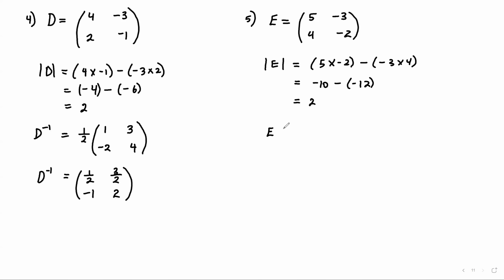So therefore, E inverse is 1 over the determinant, so 1/2, by the adjoint of E. So we swap negative 2 and 5, we swap positions, and we change the signs of the remaining elements in there. And now we multiply throughout by 1/2. So 1/2 times negative 2 is negative 1. 3 times 1/2 is 3 over 2. Negative 4 times 1/2 is negative 2. And then 5 times 1/2 is 5 over 2.